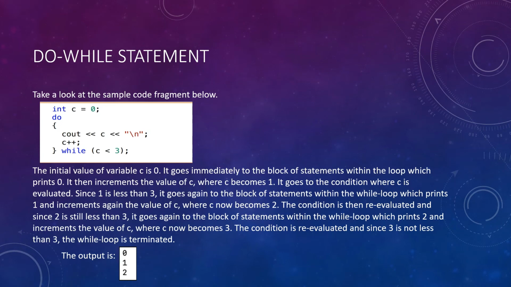which prints 1 and increments again the value of C, and then C now becomes 2. The condition is then evaluated, and since 2 is still less than 3, it goes again to the block of statements within the while loop, which prints 2 and increments the value of C, where C now becomes 3. The condition is evaluated, and since 3 is not less than 3, the while loop is terminated.